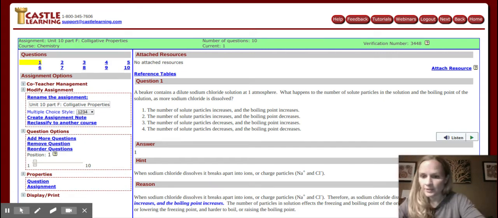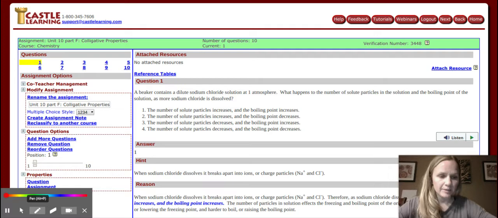Hey everyone, this is help with Unit 10 practice problems from Castle Learning on colligative properties. So, your second Unit 10 assignment. I'm just going to run through some problems.